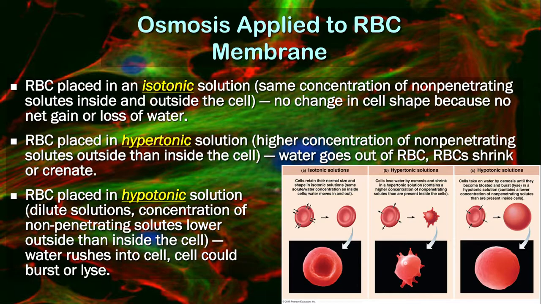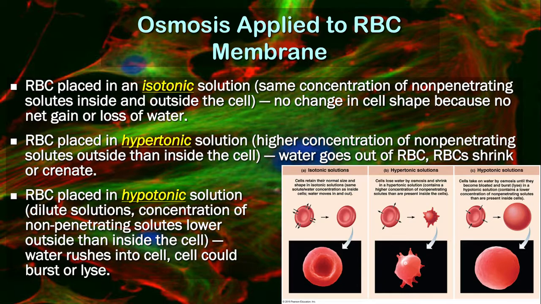when you are starting an IV and giving it to a patient, what type of solution do you want to inject into their veins? An isotonic solution. Okay? Always inject the patient with an isotonic solution. If you inject them with a hypertonic solution, what's going to happen? The cells are going to shrink.